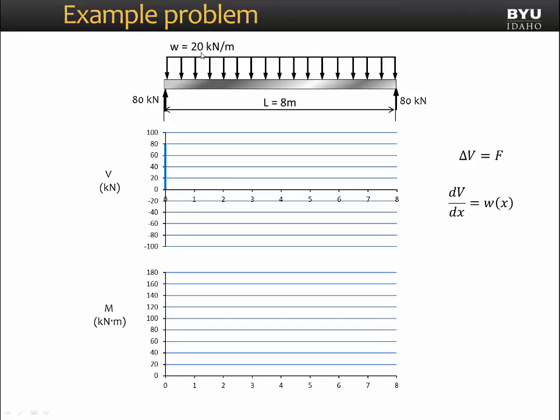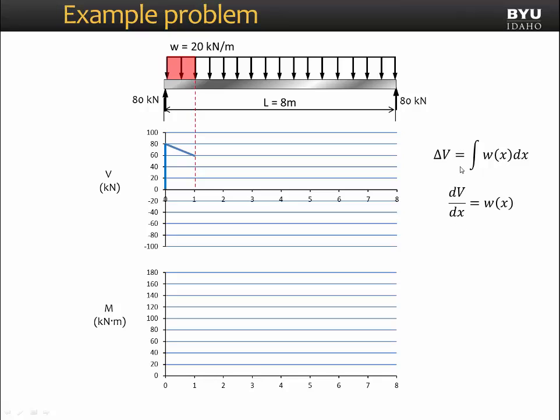Our distributed load is a load of negative 20 kilonewtons per meter. Remember, downward is negative for our sign convention for distributed load. That means we will see a slope of negative 20 kilonewtons per meter in our shear diagram. So if we move over 1 meter, we will drop 20 kilonewtons, like this.